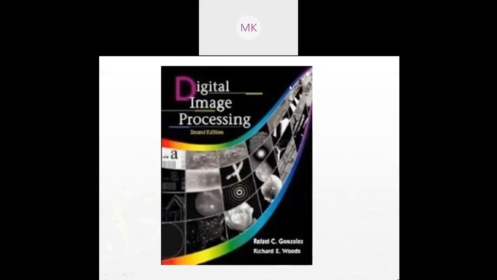This is the textbook you need to refer to: Digital Image Processing, second edition, or you can refer to the third edition also, by Rafael C. Gonzalez and Richard E. Woods. This textbook is available online also, so you can download it from the internet and refer to it. This is the main textbook, and all the units will be covered from it.